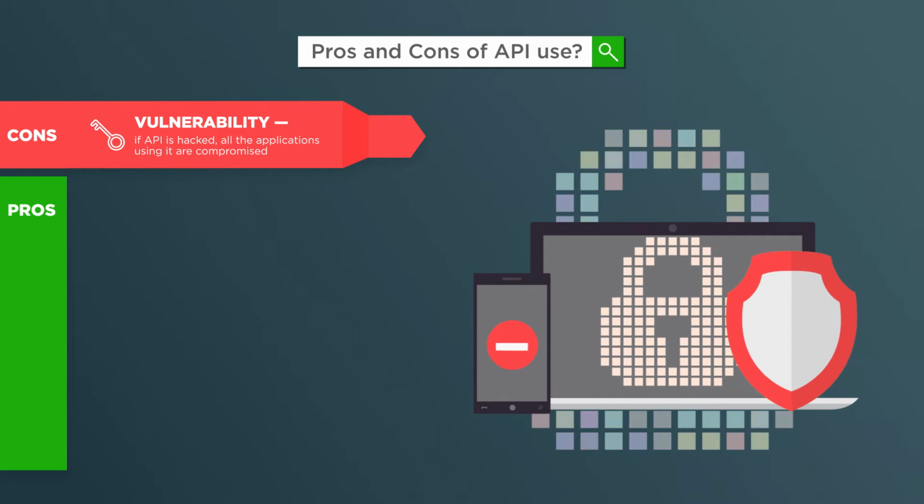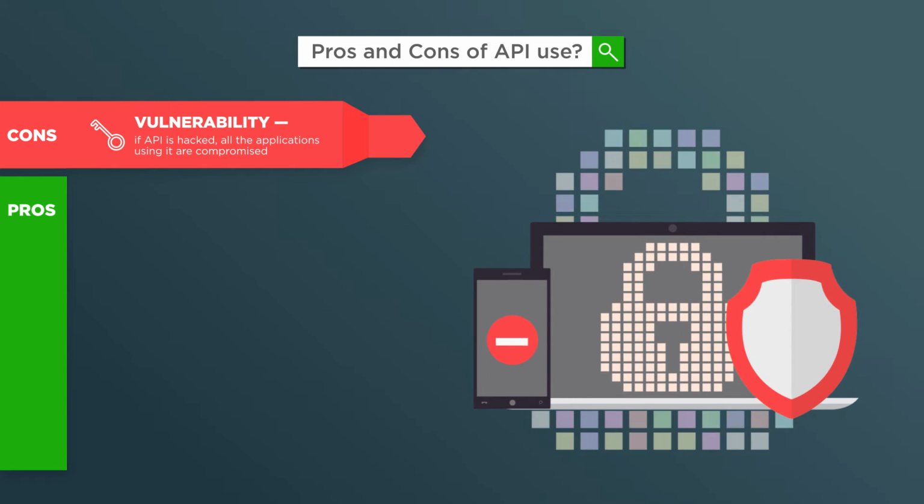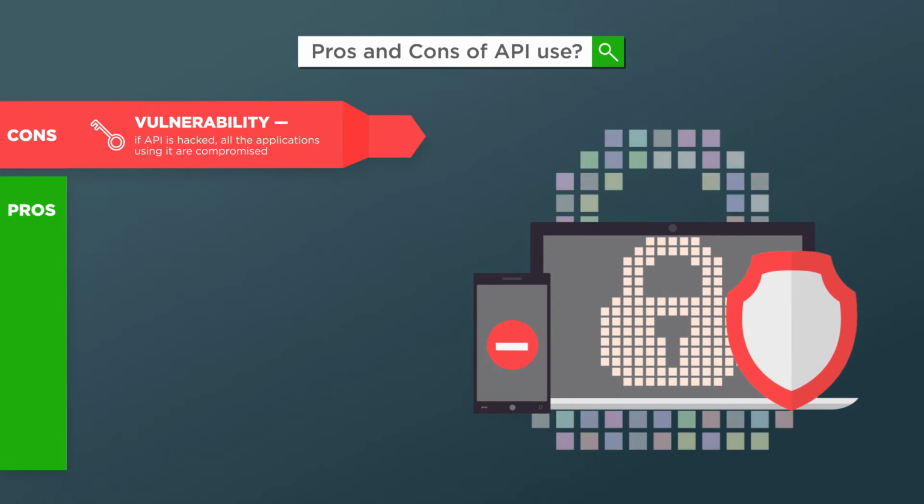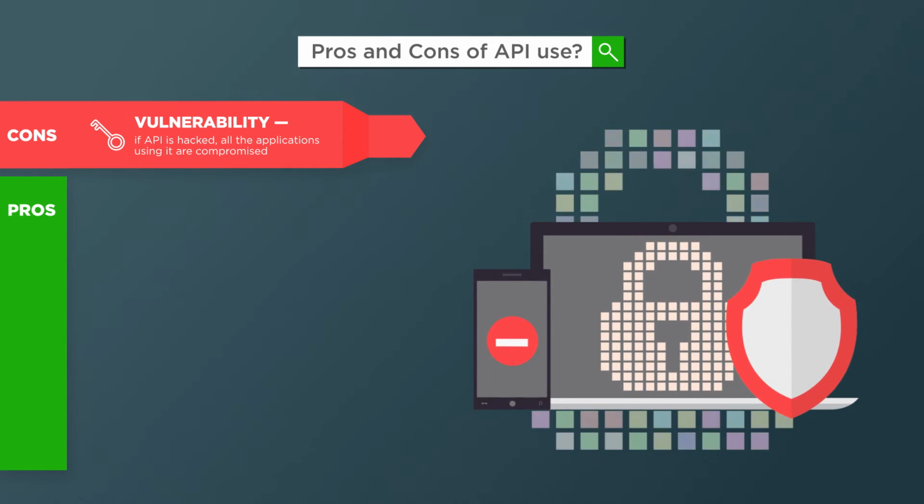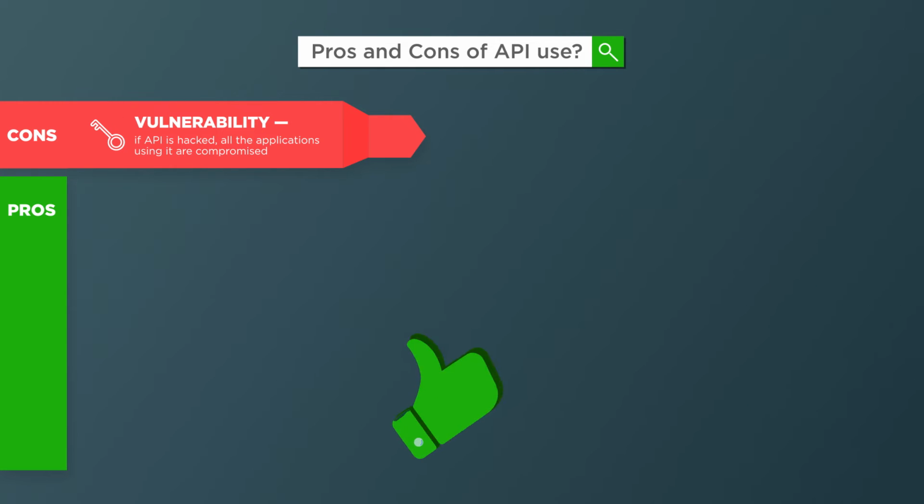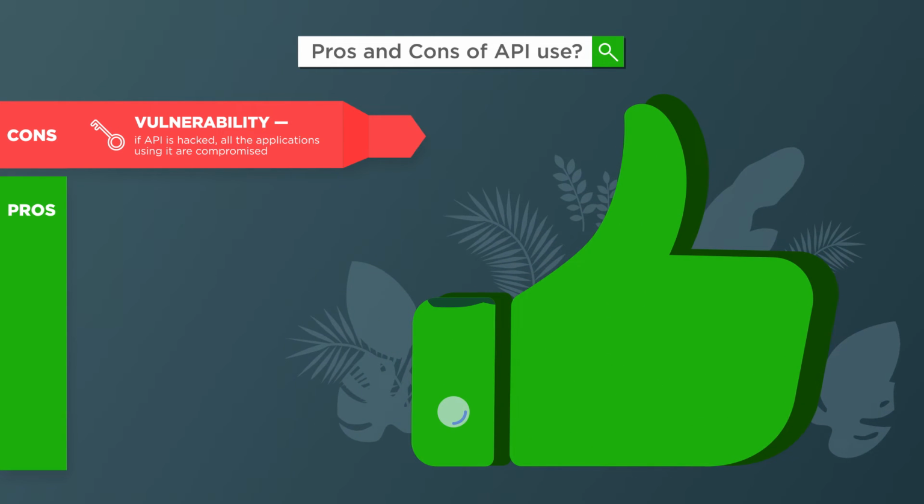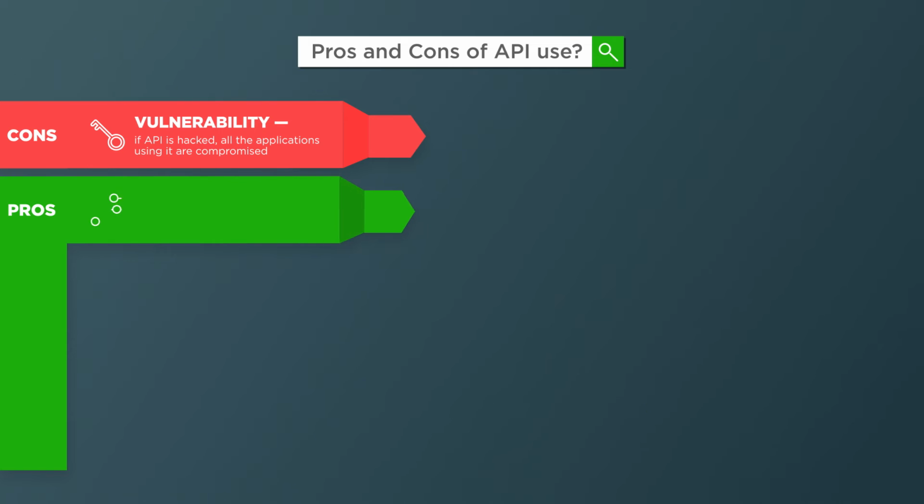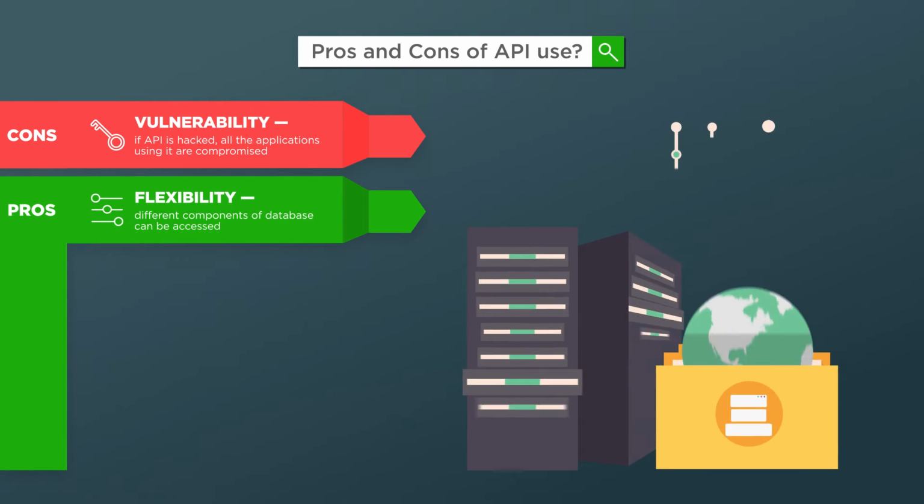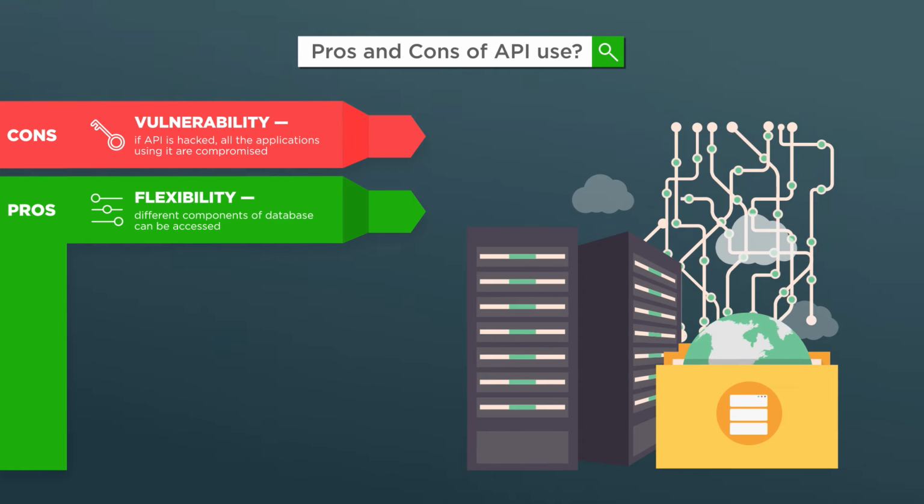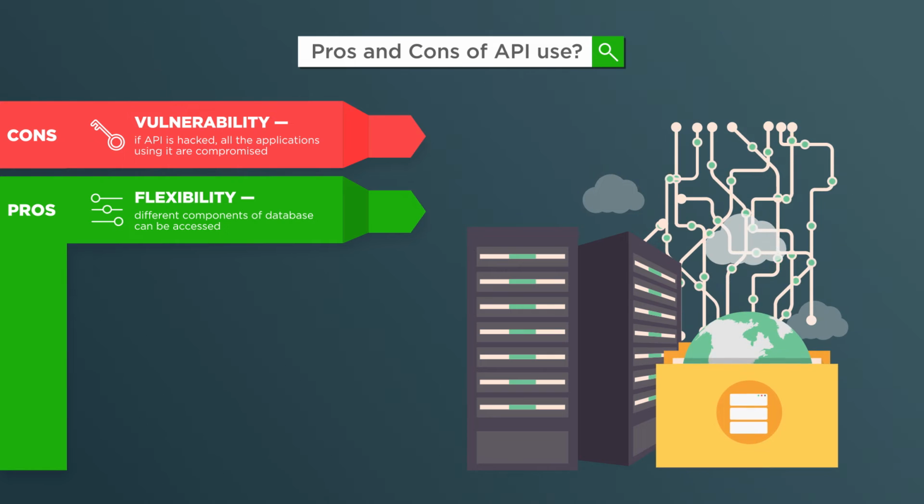Nonetheless, the possible insecurity of Web API can be removed and protected with the help of proper testing process, so this con can be overcome with correct time investment. Let's continue with the main advantages of API usage. First, APIs provide your applications with great flexibility. If API can access different components of your database, the delivery of information and services is more flexible.